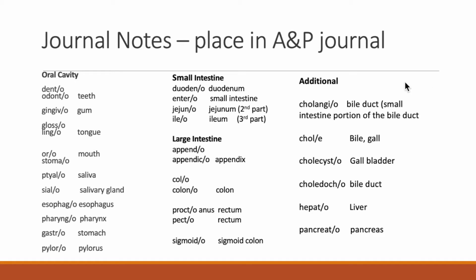So additional things or accessory glands, cholangio is the bile duct, which is a part of the small intestine portion of the bile duct. And then here's an E, combining form chole means bile or gall. Cholecysto is the gallbladder. Choledocho is the bile duct. Hepato is liver. And pancreato is pancreas.